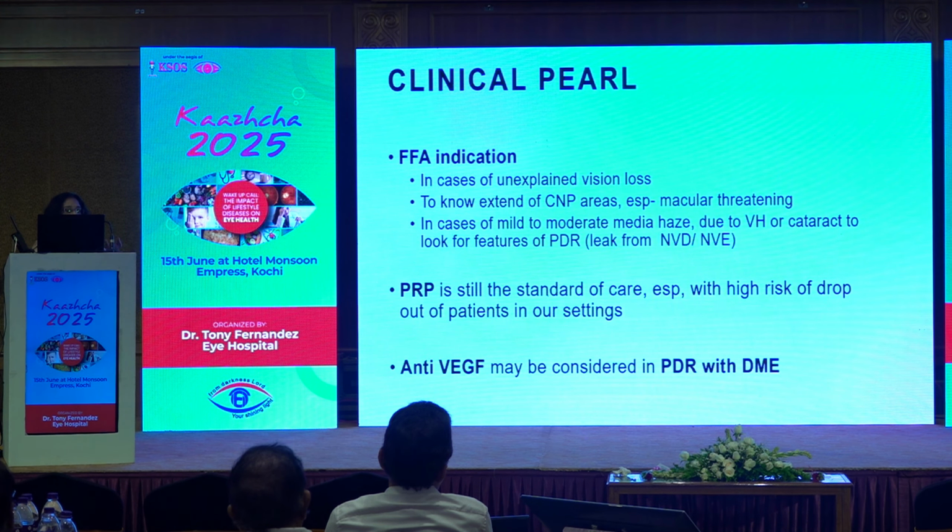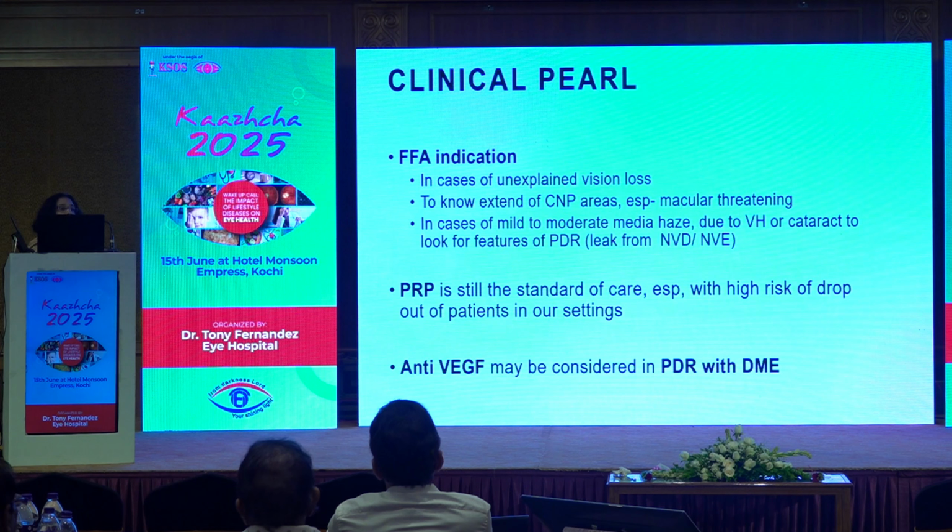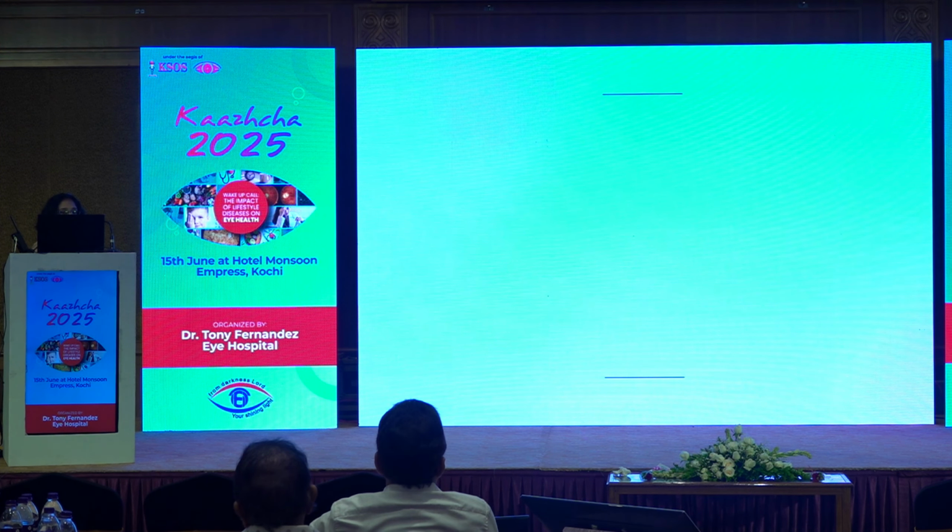So what we learned from this is that FFA is indicated in these cases before you plan for a PRP, at least in certain cases like this, to know the extent of the capillary non-perfusion, whether it is threatening the macula, to know whether the vision loss is because of macular ischemia, and also in scenarios where there is a mild media haze because of cataract or vitreous hemorrhage. PRP is still the standard of care, and anti-VEGF may be considered when there is an associated diabetic macular edema.